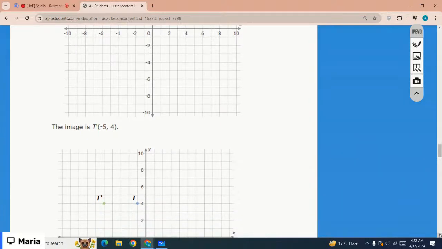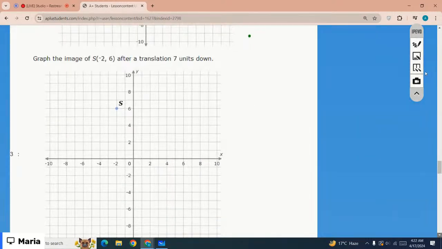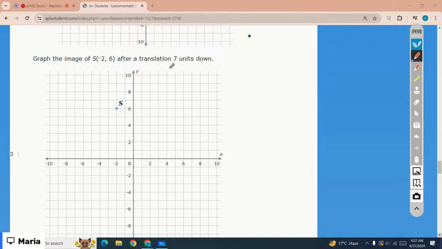Okay, let's just see another example. Graph the image of negative 2 and 6 after a translation of 7 units down. You need to move 7 units down. So you moved from here to here. Now the coordinates are negative 2 and negative 1. Got it? These are the coordinates of the translated image. Okay, have a look at the solution.